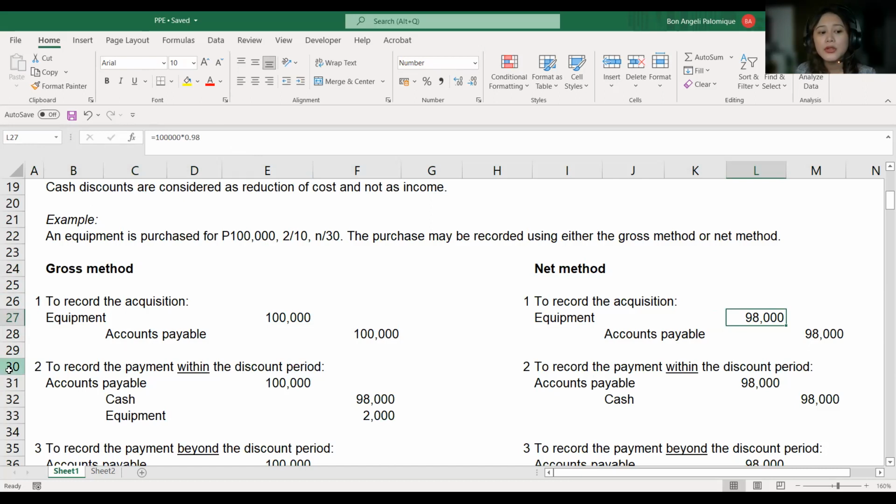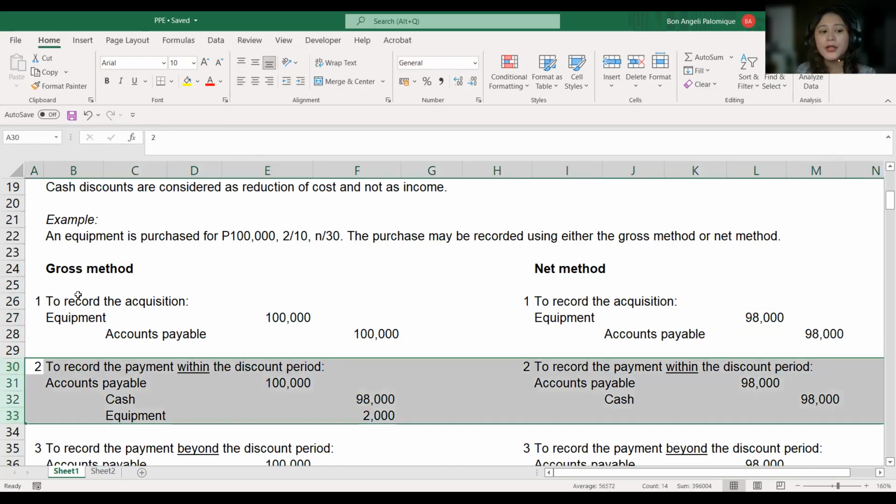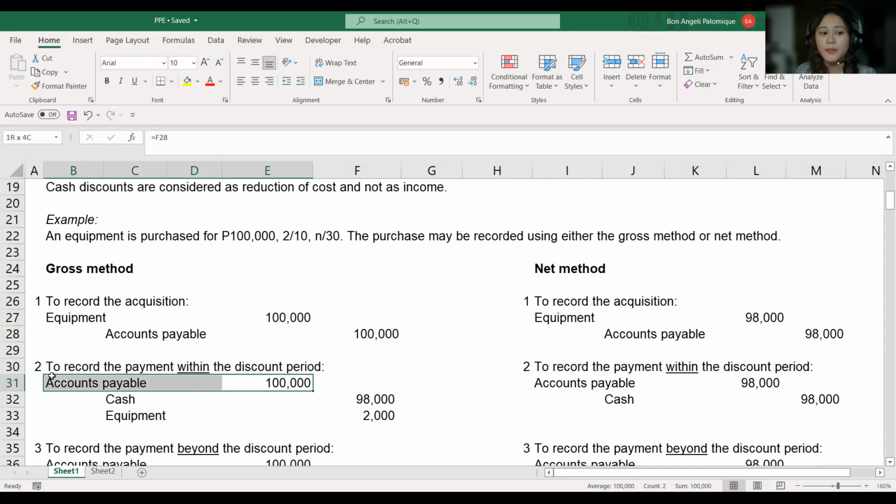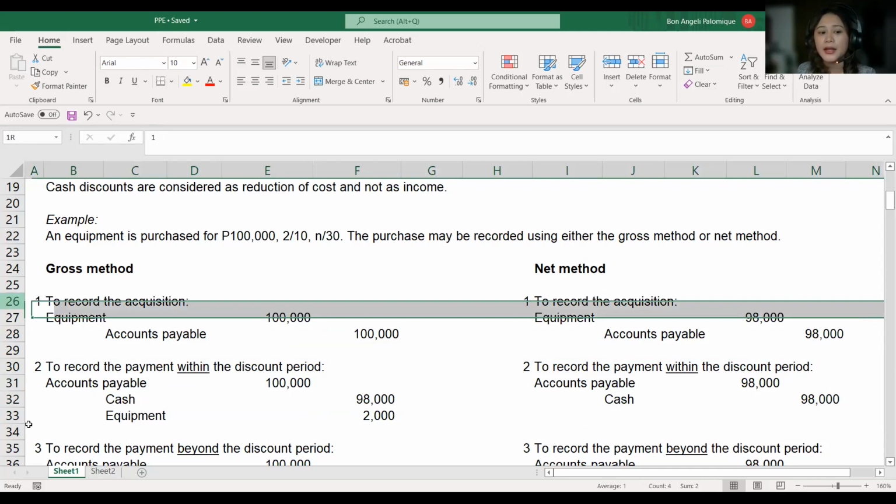Next, paano naman kung nagbayad within discount period? Under the gross method, we debit accounts payable. So, tanggalin ko na yung utang ko, nagbayad naman agad ako eh. Tanggalin na yung 100,000. Tapos, credit to cash, ang binayaran mo 98,000 lang, di ba? So, yung 2,000 will be less doon sa equipment. So, end up, parehas lang sila na mangyayari.